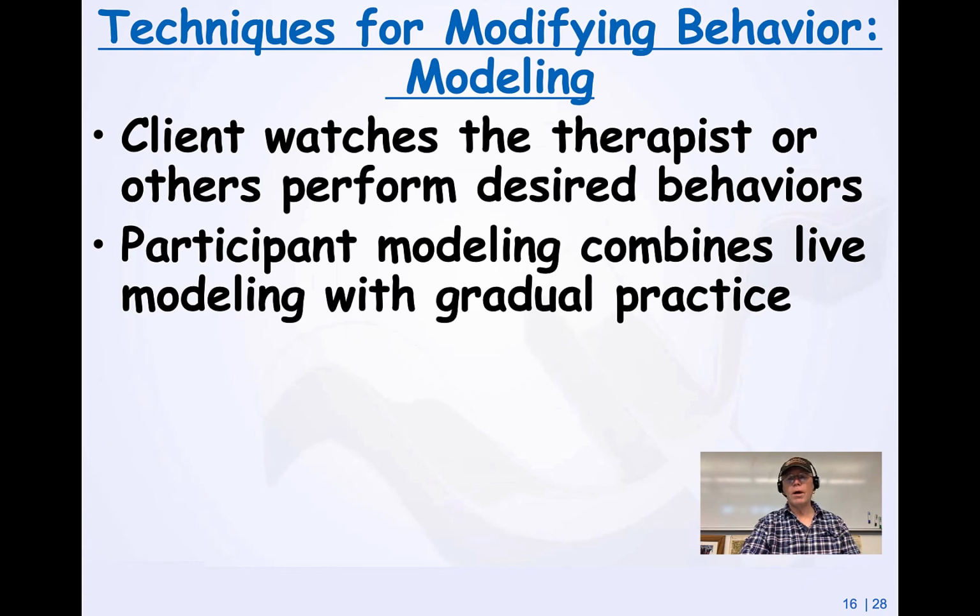So this combines live modeling with gradual practice. So this is gradual. You could do this over 8 weeks or 12 weeks. You go, okay, so here's the goal. Let's look at what that might look like modified incrementally. In the next 2 weeks, you're going to do this. In the next 2 weeks after that, you're going to react like this.